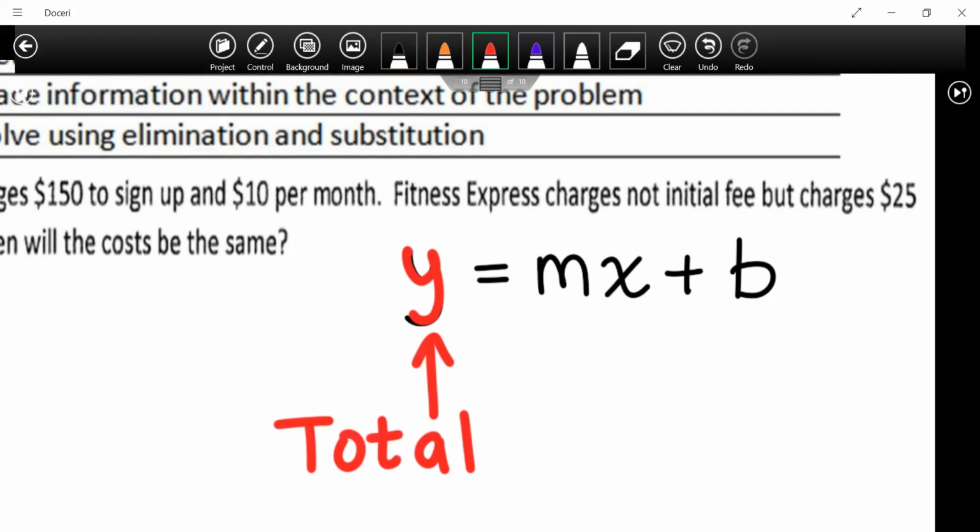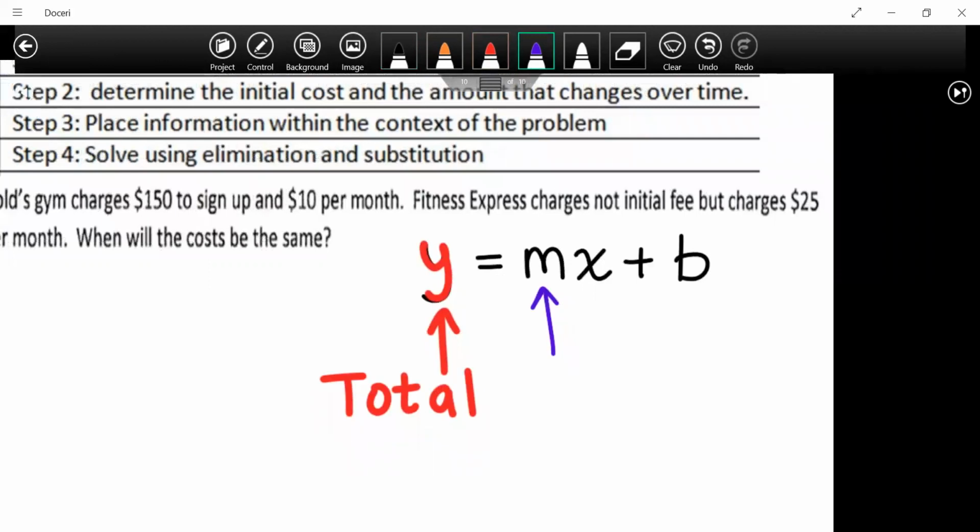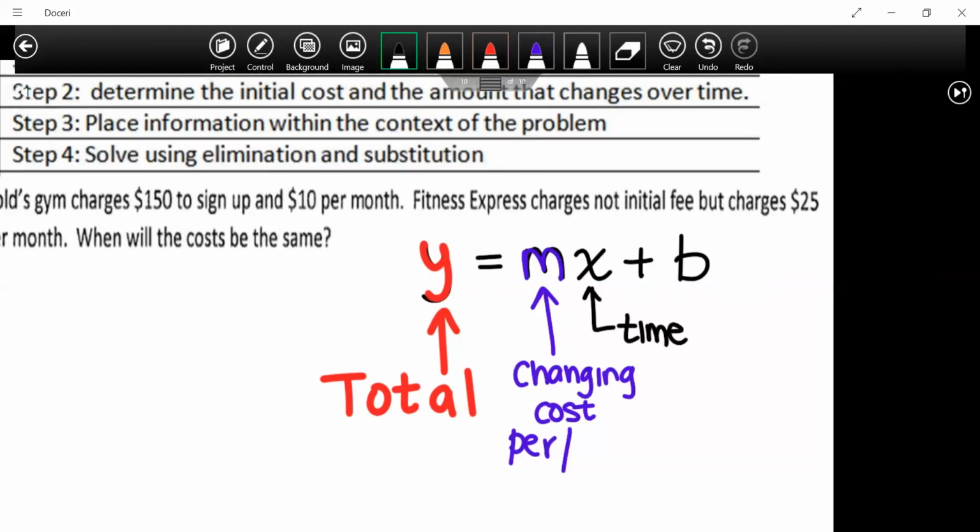Okay. m is, we're going to call this the changing cost per month. Per something. Per month, per year, per hour. Okay, that's our change part. The x will represent time. How much time has passed. That'll make sense in a little bit.